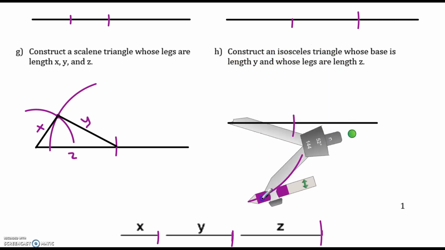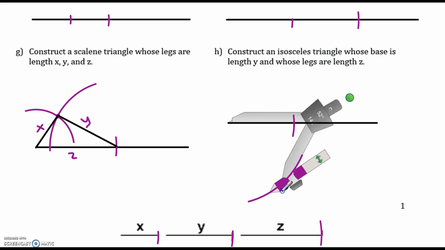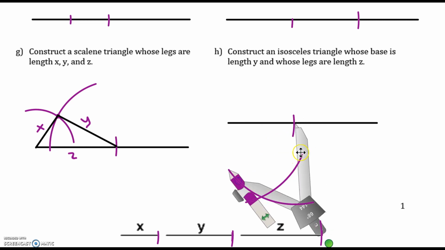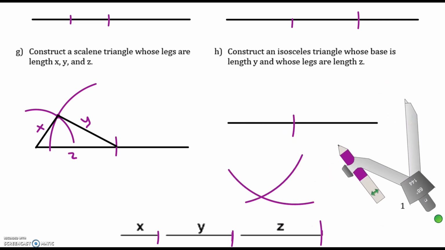But you're going to have one length Z this way, and then you're going to move to the other end, and you're going to have Z this way, and you're going to create an intersection. So whether that intersection is above or below does not matter as long as you have created it. And then you will have your isosceles triangle where this was length Y, and each one of these was length Z, and therefore they're congruent, and it's an isosceles triangle.